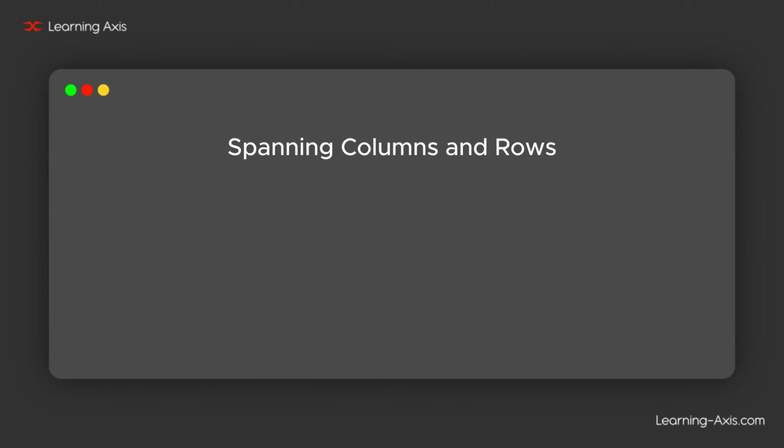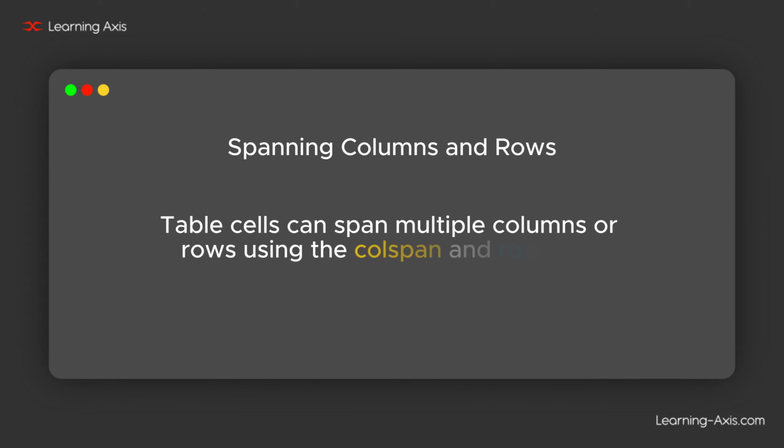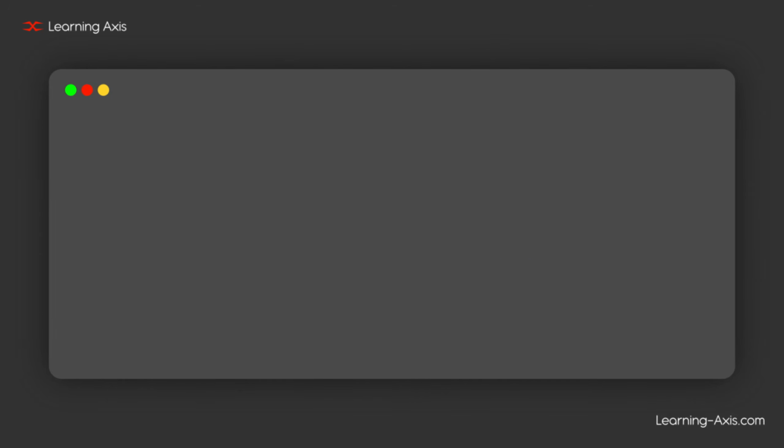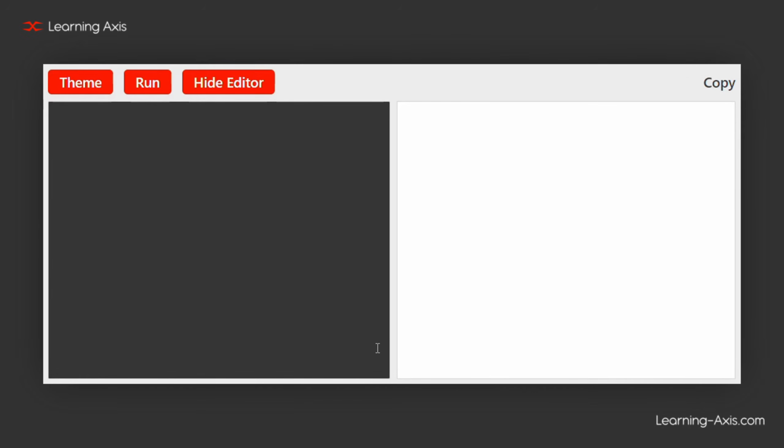Now, we are going to learn spanning columns and rows. Table cells can span multiple columns or rows using the colspan and rowspan attributes. Here's how you can span a cell across multiple columns or rows.